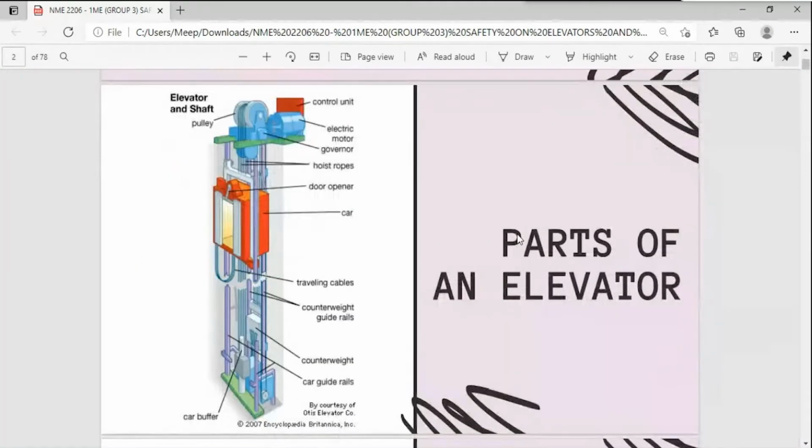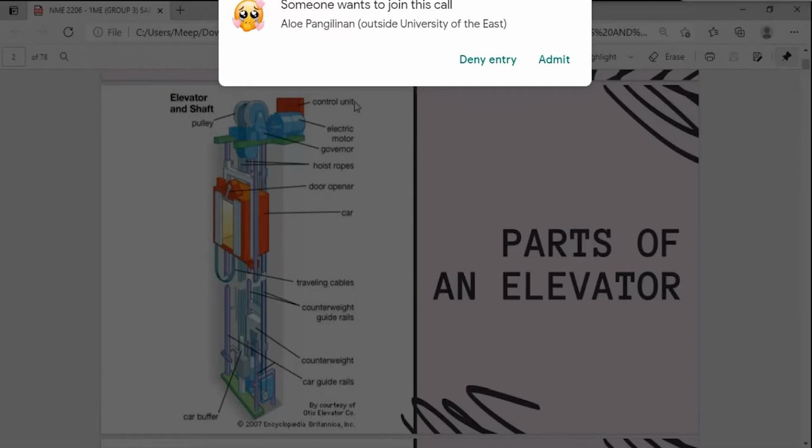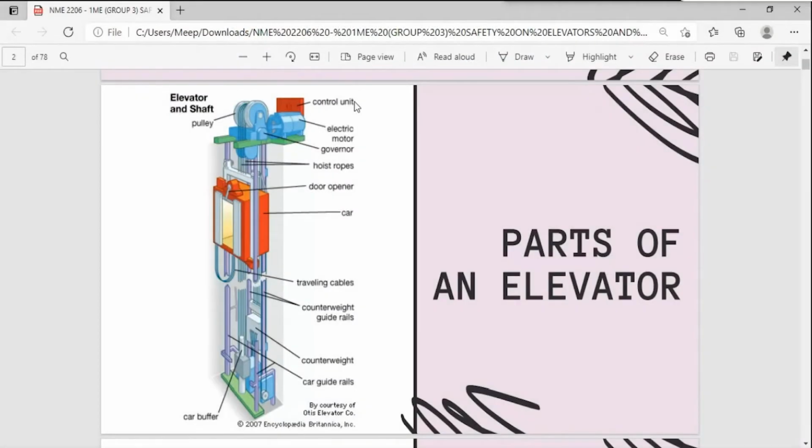So first, let's start with the parts of the elevator. In the upper top, we can see the control unit. So this is where, when you push the button inside the elevator, it will direct the command in the control unit, and then will run the electric motor. When the electric motor runs, the pulley will roll and then pull the hoist ropes, which is connected in the car or the elevator itself.